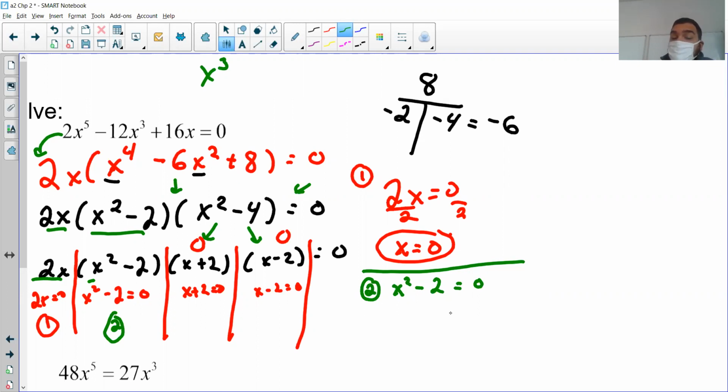So here I'm doing x squared minus 2 equals 0. I'm going to do plus 2 on both sides. So x squared equals 2. Now I don't like having x squared, so what can I do to both sides? Square root.